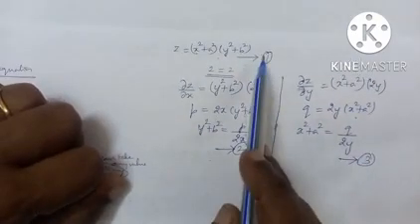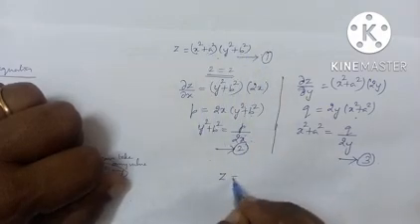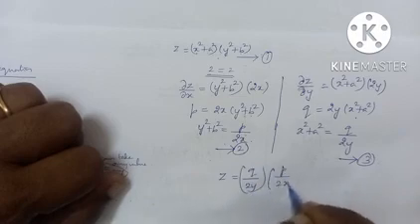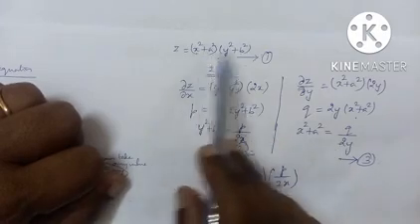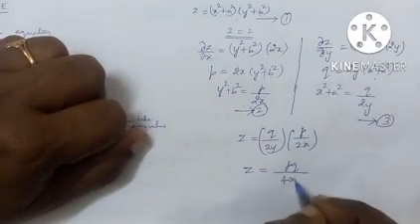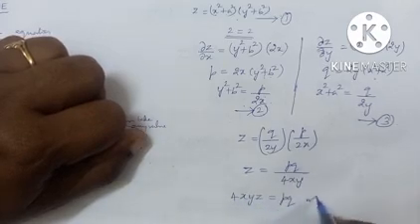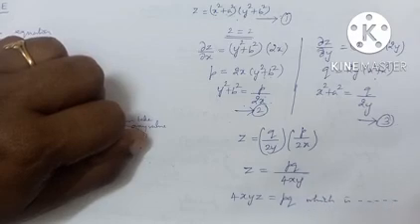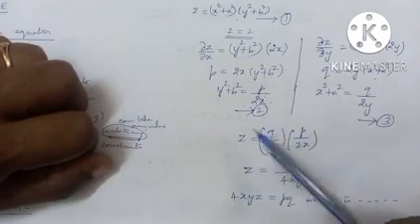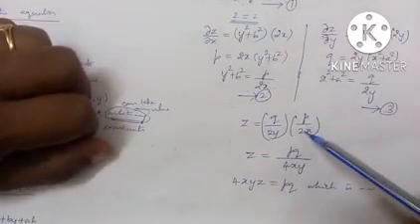Using 2 and 3 here, you will get z is equal to q by 2y into p by 2x. I have substituted for these two. So z is equal to pq by 4xy, or 4xyz equals pq, which is the required partial differential equation. This equation is free from a and b. So we have eliminated the arbitrary constants and we have got the equation.